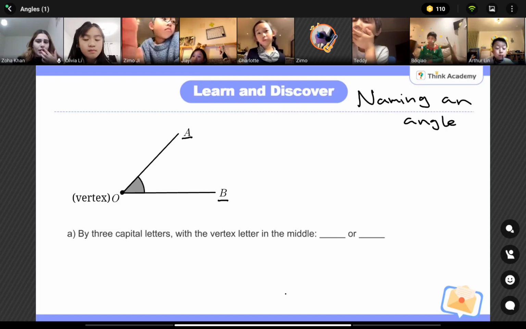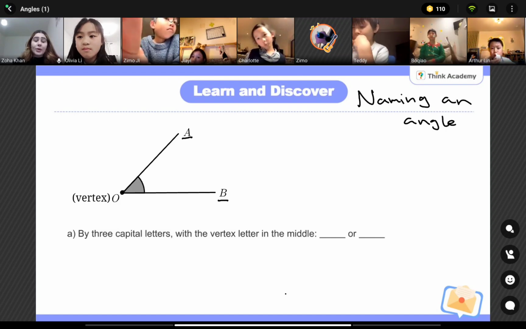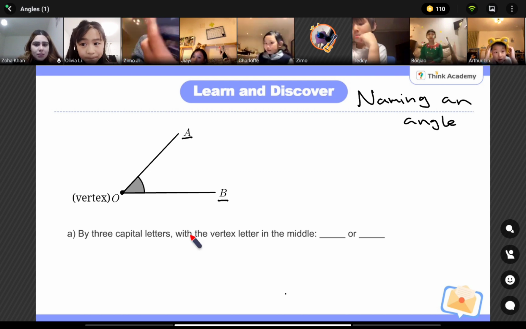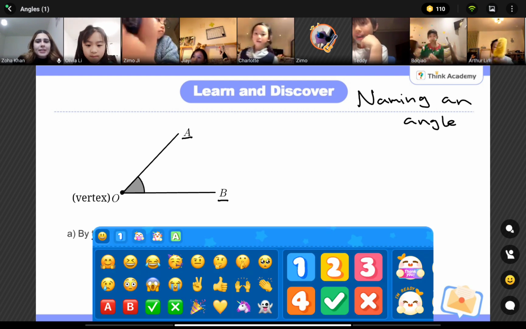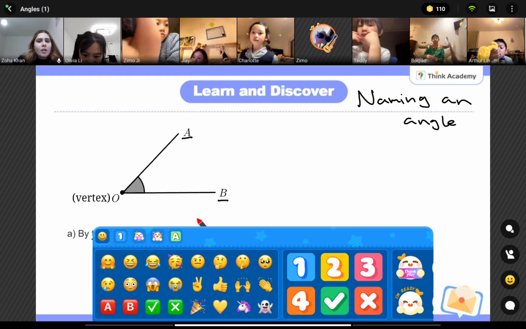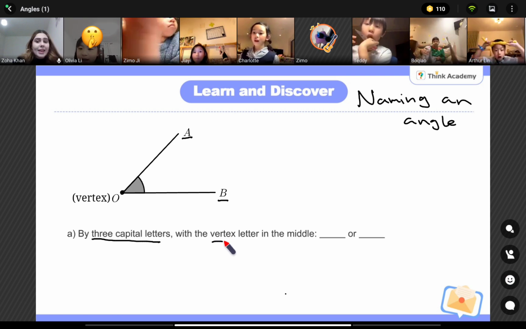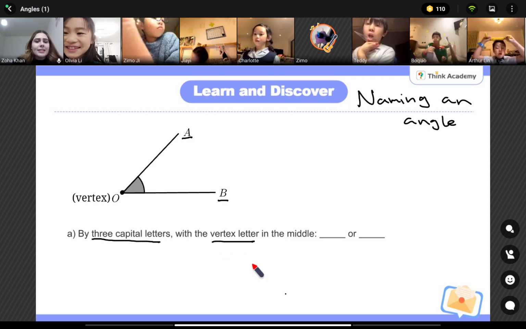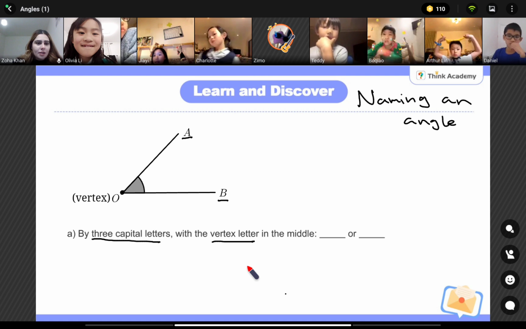So the first way we can name an angle, everyone, is we're going to use 3 capital letters for the lines, okay? And then the vertex letter is going to be in the middle, okay?